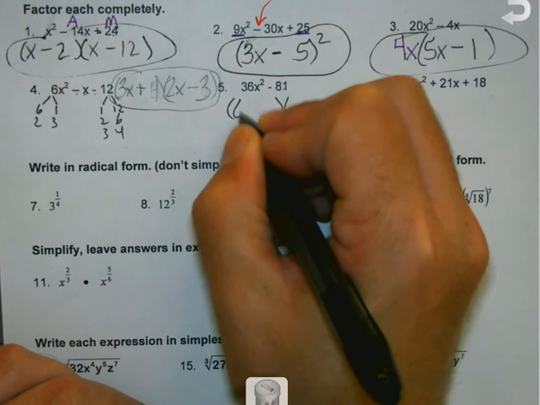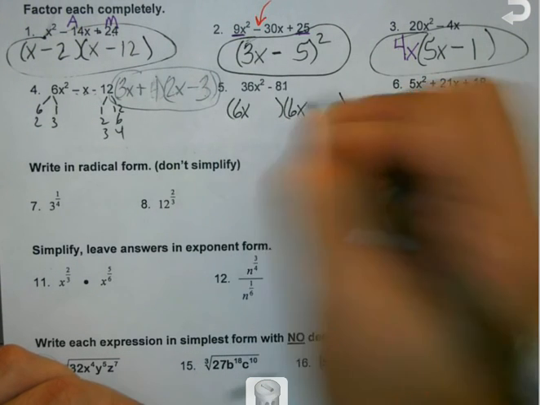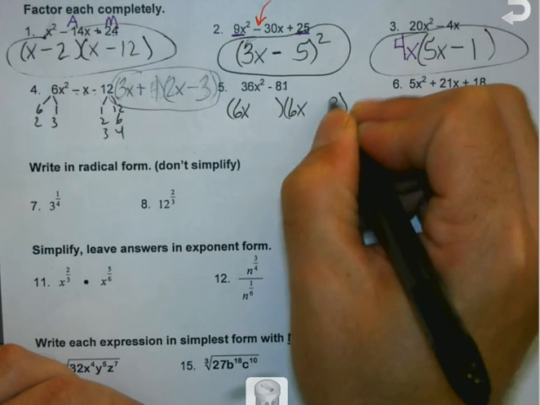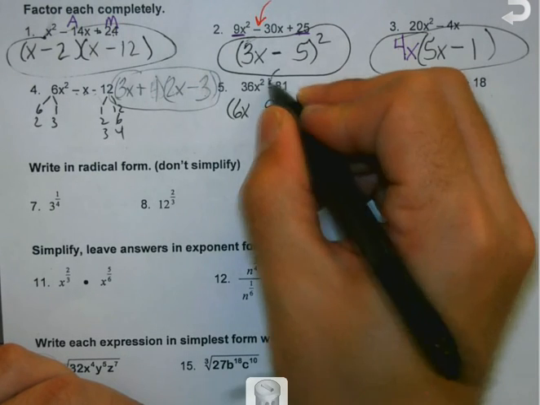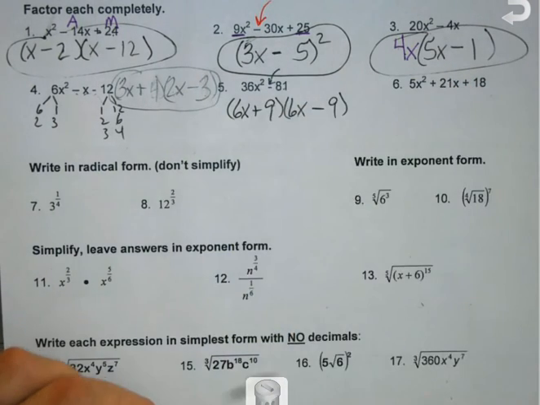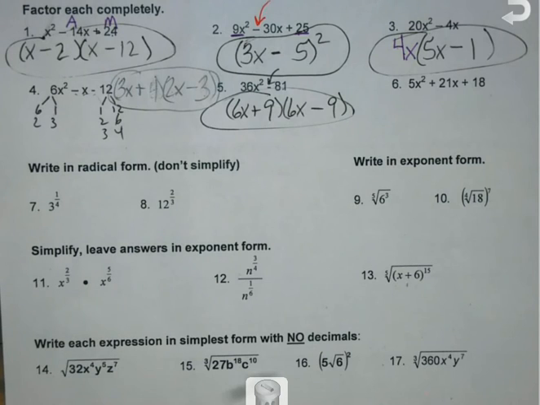Whatever I square to get my first term, whatever I square to get my second term. And again, since I'm looking for a negative product, plus minus with my difference of squares. So we're good there.